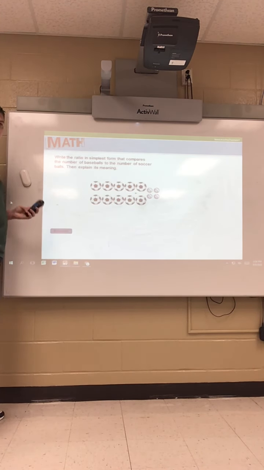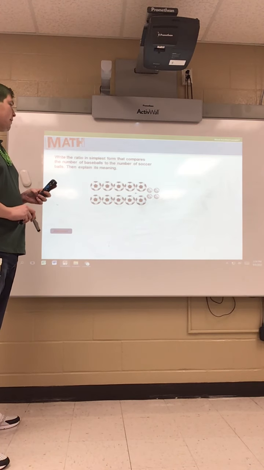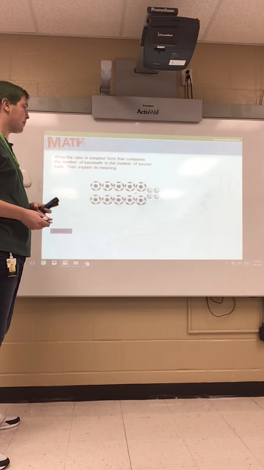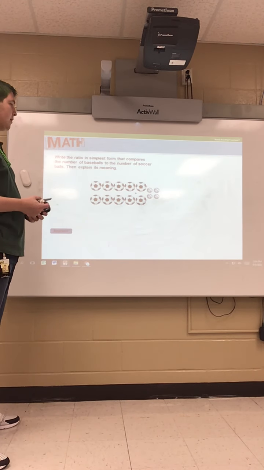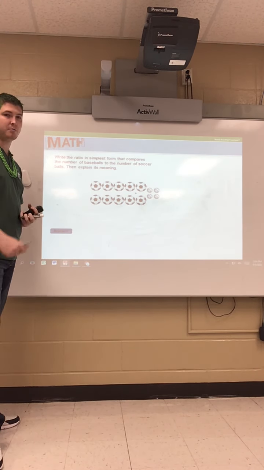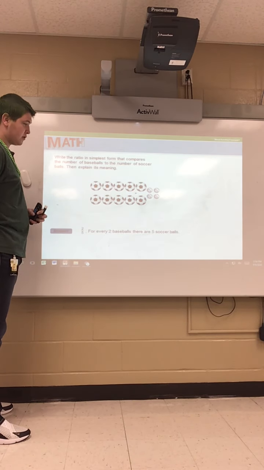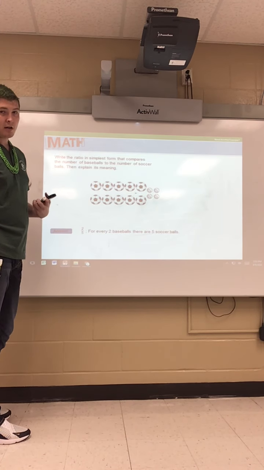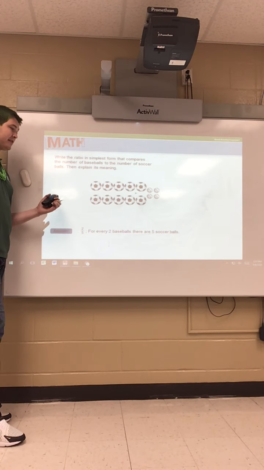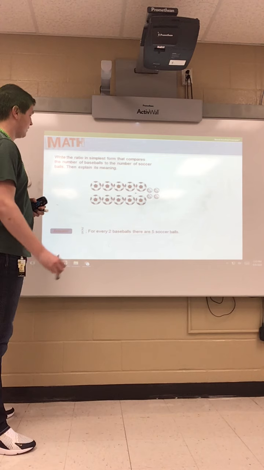I want you to try this one on your own. Write the ratio in simplest form that compares the number of baseballs to the number of soccer balls, and then explain its meaning. Pause the video. When you're done, push play. You should have got 2/5, 2 over 5. And the meaning is for every 2 baseballs, there are 5 soccer balls.